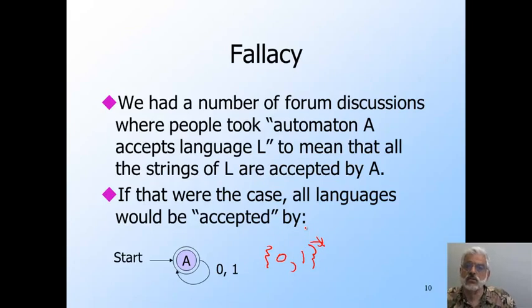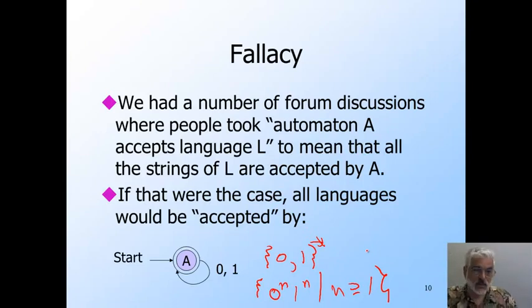If you don't see the difference between accepting strings and accepting a language, you would erroneously conclude that this automaton accepts every language whatsoever, such as the set of 0 to the n, 1 to the n, such that n is equal to or greater than 1. It doesn't. It accepts this language, the set of all strings of zeros and ones.